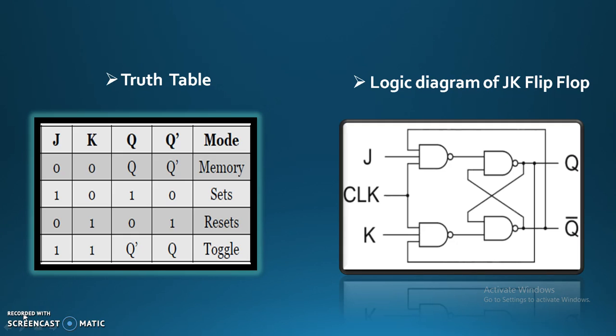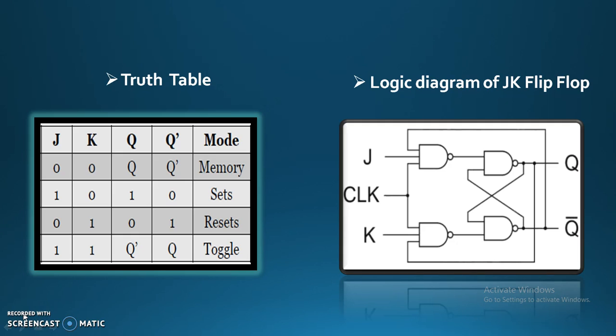When J and K are equal to 1, it is possible to set or reset the flip-flop depending on the current state of the output. If Q is high, the lower gate, that is the NAND gate, passes a reset trigger on the next clock pulse. On the other hand, when Q is low, the upper gate passes a set trigger on the next clock pulse. Therefore, when J is 1 and K is 1, the flip-flop will toggle on the next positive clock edge. Toggle means switch to the opposite state.